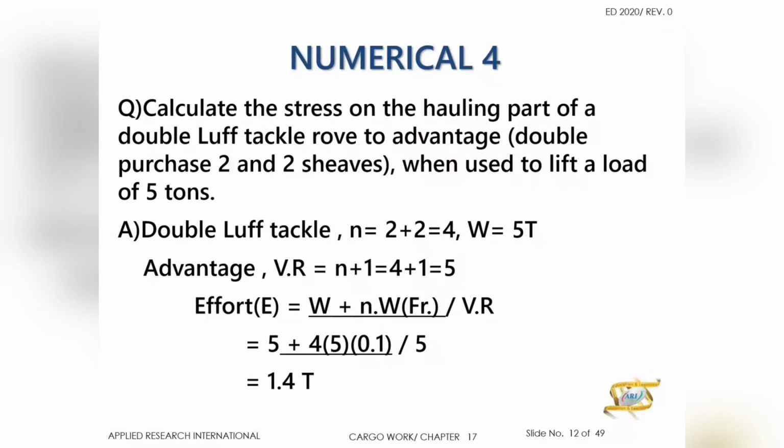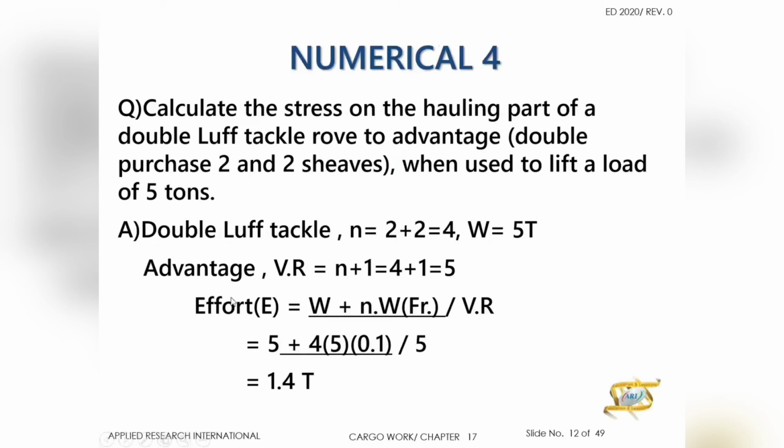Calculate the stress on the hauling part of a double luff tackle rope to advantage, double purchase, 2 and 2 sheaves, when used to lift a load of 5 tons. Okay, so given is two-fold purchase, that is double luff tackle. Sheaves are given, 2 plus 2 is equal to 4, n is equal to 4, weight is 5 tons. Advantage is given, for that VR is equal to n plus 1, that is 4 plus 1 is equal to 5.